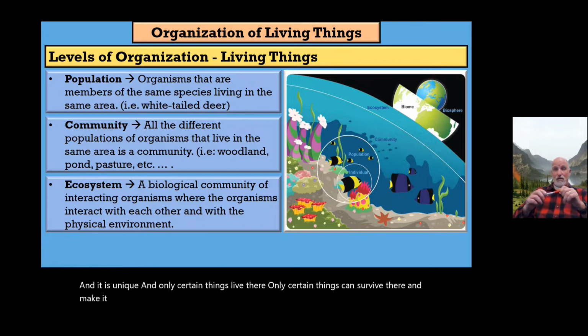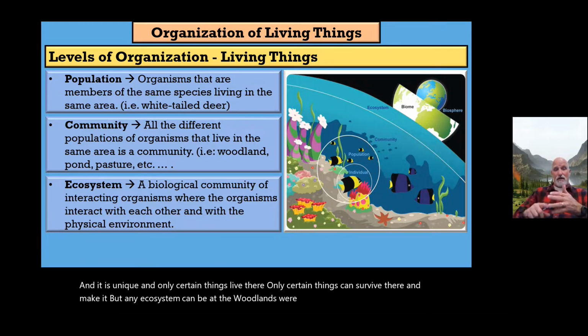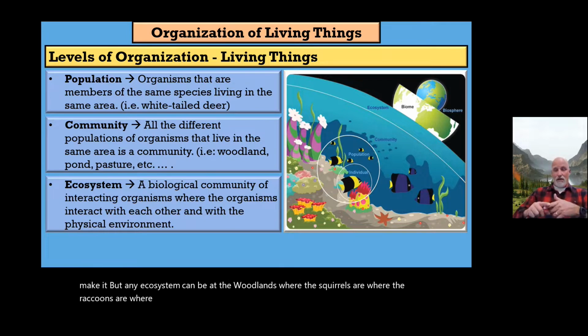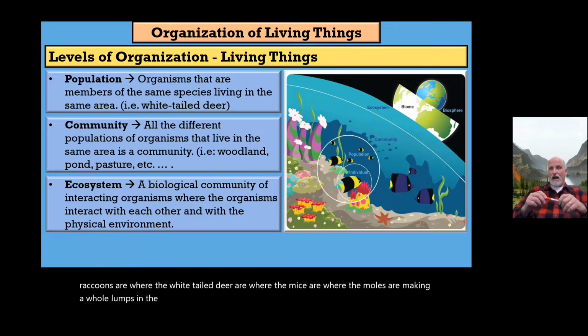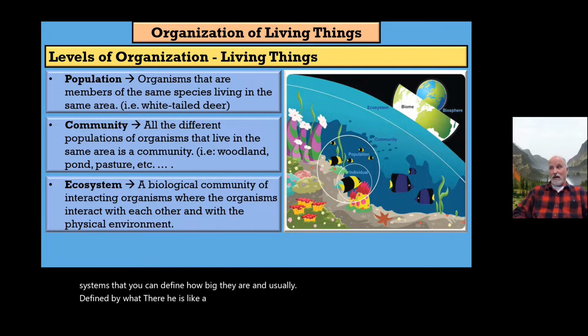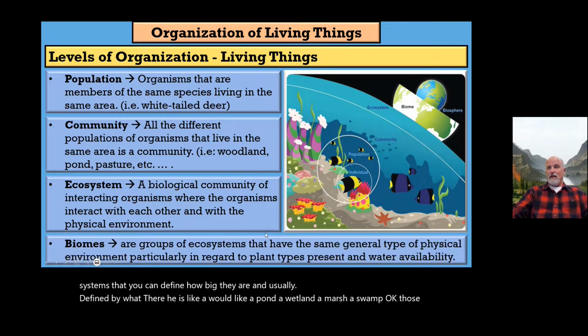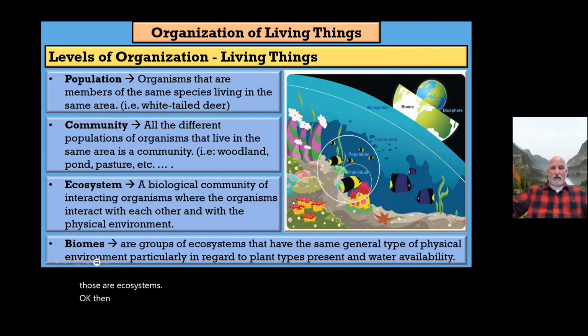But an ecosystem can be the woodlands where the squirrels are, where the raccoons are, where the white-tailed deer are, where the mice are, where the moles are making lumps in the ground. Those are ecosystems. They're ecological systems that you can define how big they are, and usually they're defined by what the area is, like a woods, a pond, a wetland, a marsh, a swamp.